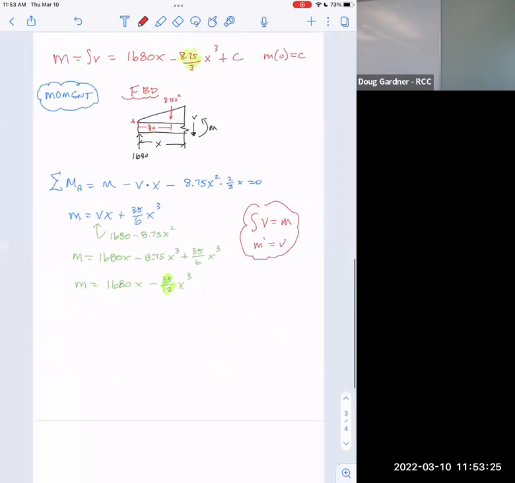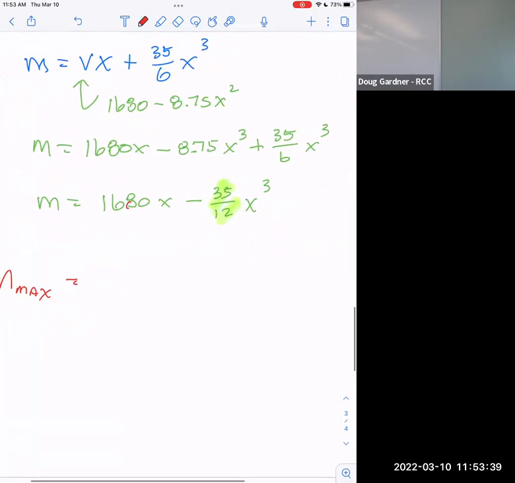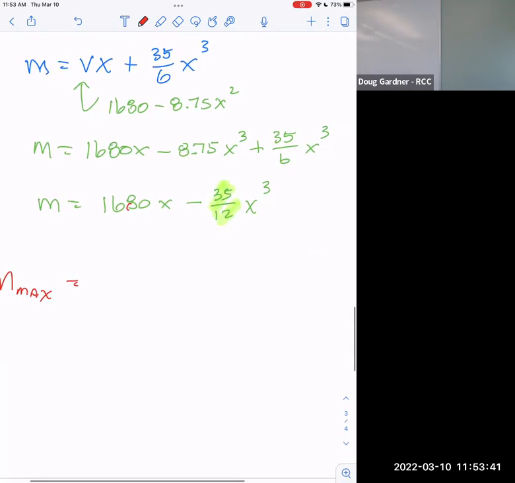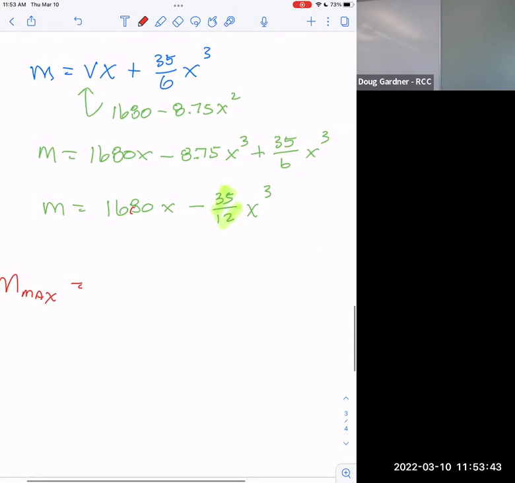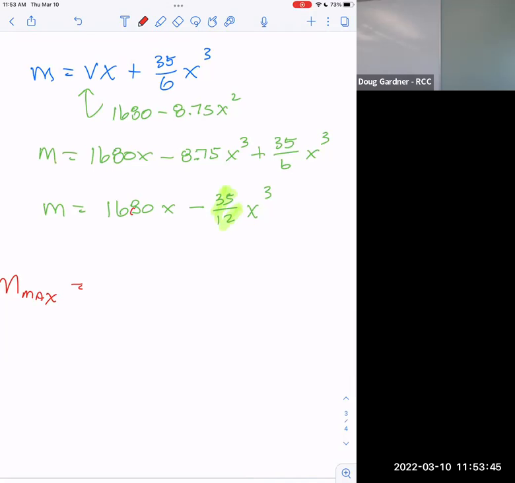Exactly. So again, just for the fun of it, and this actually will be fun, I wonder what that moment max would be. Well, remember in calculus, if you take the derivative of something and set it equal to 0, so it's like I got to take the derivative of that green equation, but then it's like, well, no, I don't. It's already done. It's v. And so I'm really taking this v of x equation, 1680 minus 8.75 x squared, and setting it equal to 0, right? That'll be the x where the maximum is.